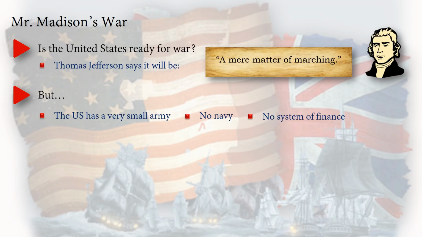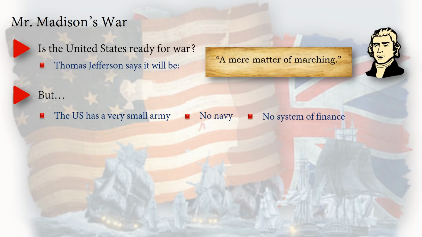We have no navy because Thomas Jefferson halted the construction of John Adams' Navy, and all we can boast of is the Mosquito fleet. We also have no system of finance because the Republicans and Thomas Jefferson are skeptical of the growth of the commercial system, and so they halted that whenever they could. So we're not really prepared.